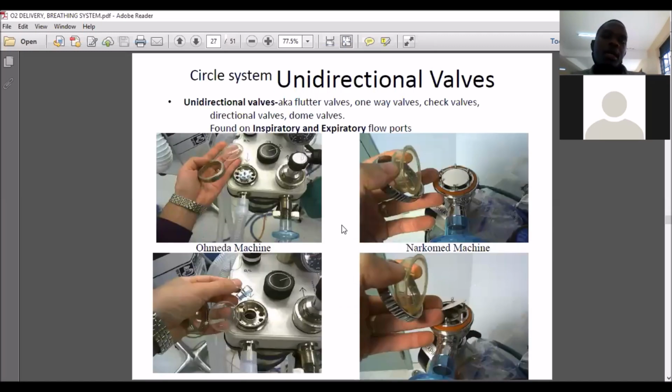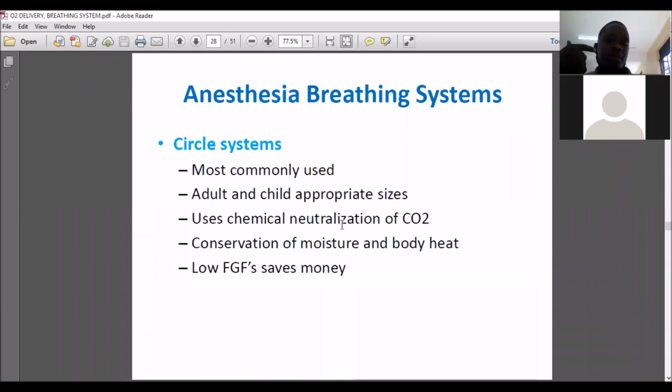So we are looking at the unidirectional valves in the system. Those are the unidirectional valves. You can replace them or check them to see whether they are doing their work. They are going to be unidirectional, okay?